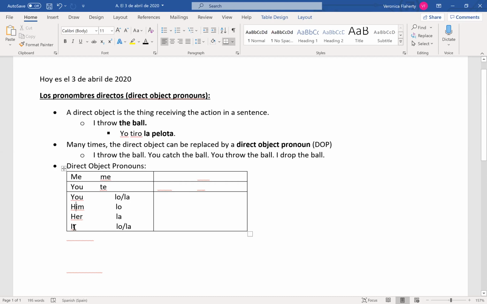And then we have it. And when would we use lo and when would we use la? Depending on the word. So for like la pelota, use la, but for like el sandwich, lo. Exactly.